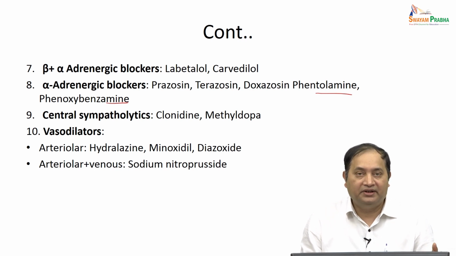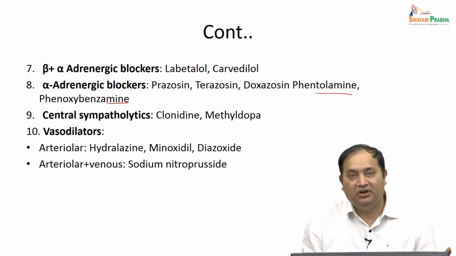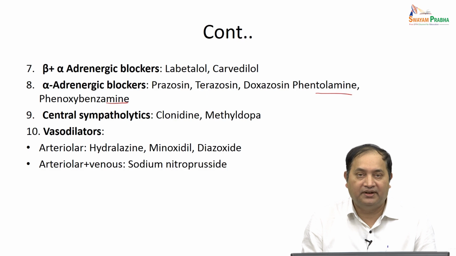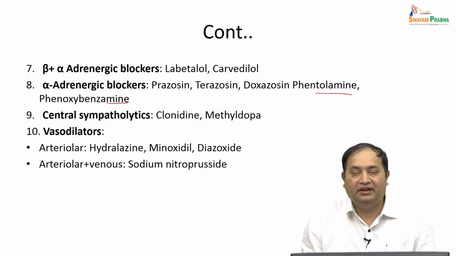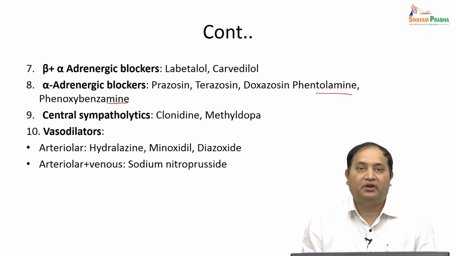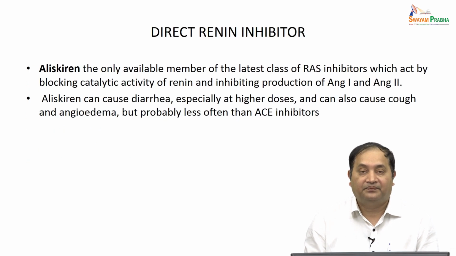So, there are some arterial vasodilators like hydralazine, minoxidil, and because of its vasodilatory properties minoxidil causes hypertrichosis, and is used for hair growth, or diazoxide. There are also drugs which cause dilatation of arteries and venules, for example sodium nitroprusside, and this drug is used in case of hypertensive emergency.